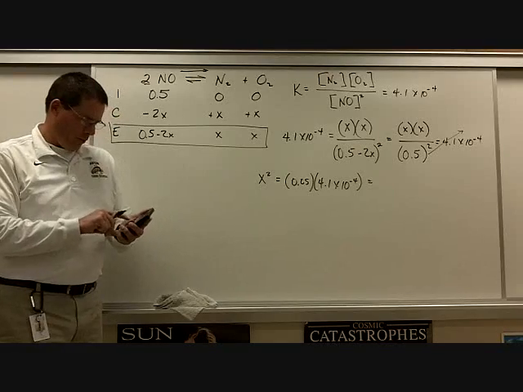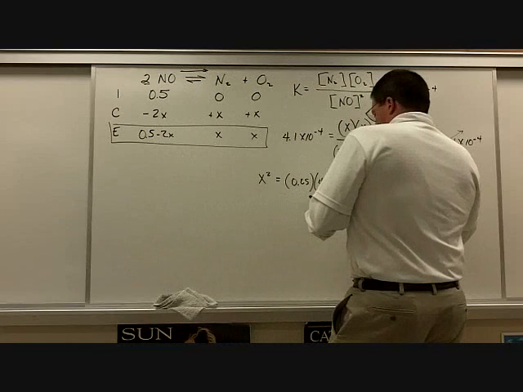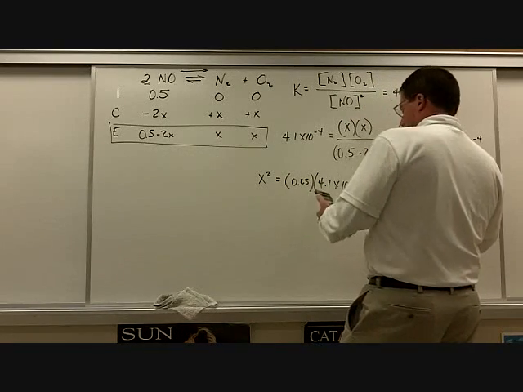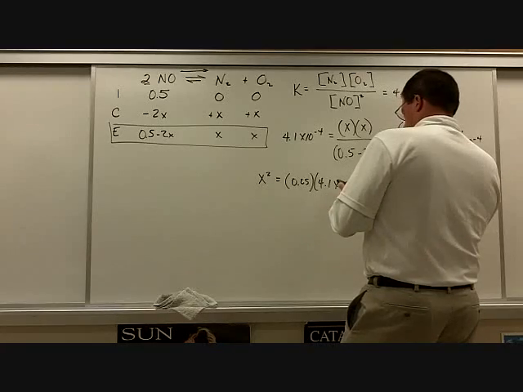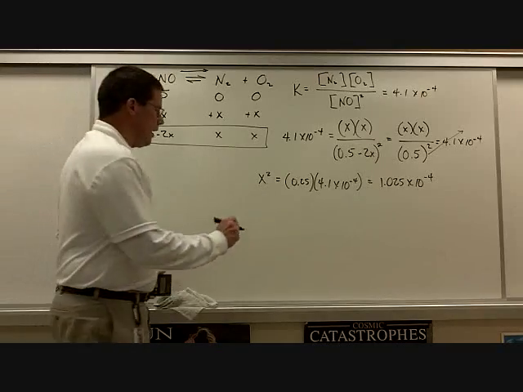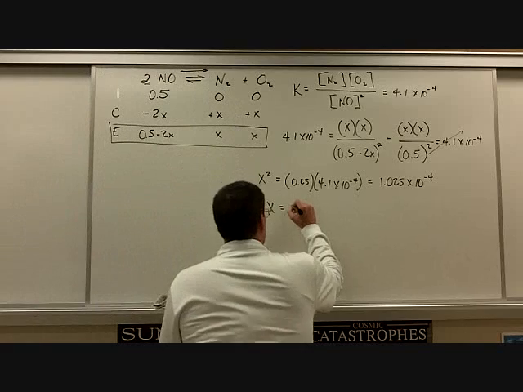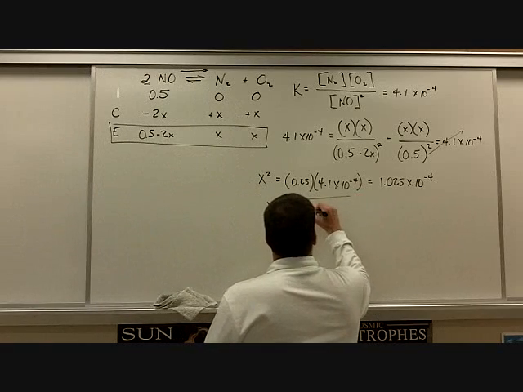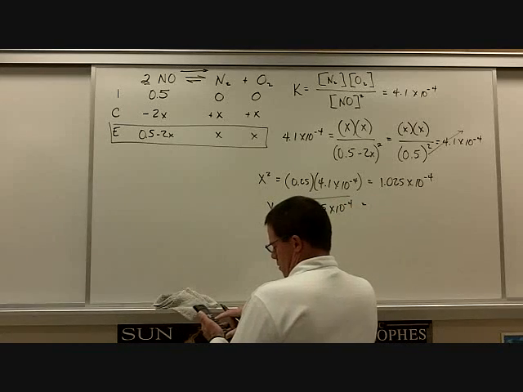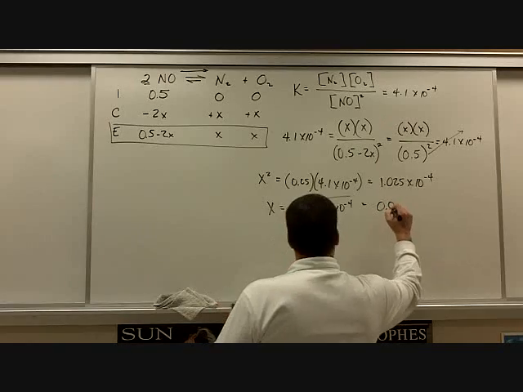Let's get a number there. So 4.1 times 0.25. So I get 1.025 times 10 to the negative 4. Okay. So that's equal to x squared. So how can I get x all by itself? Square root. Take the square root. Okay, so we'll take the square root of that value. And again, I still have it in my calculator. So square root of answer, and I get 0.0101.